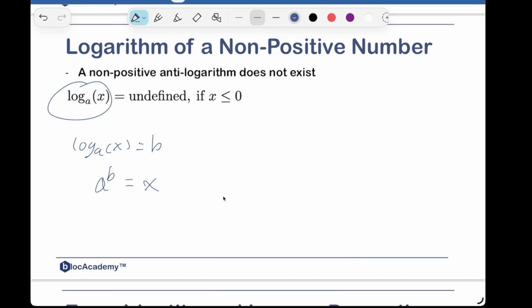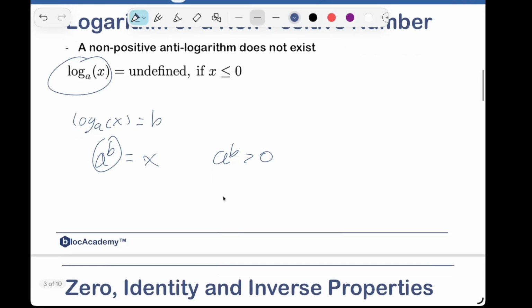And what's interesting is that if this is an exponential function, it has to be greater than 0. That's by definition. So if it's not greater than 0, we can state that the exponential function does not exist. And since a logarithmic function is the inverse of an exponential function, we know that it will not exist if there's no exponential function.